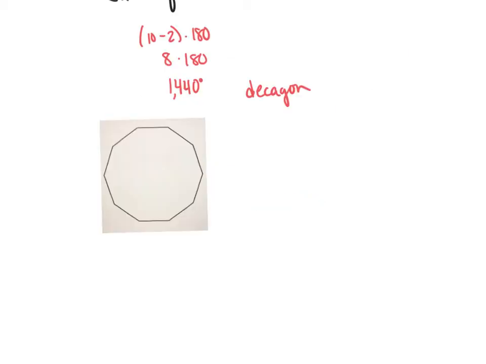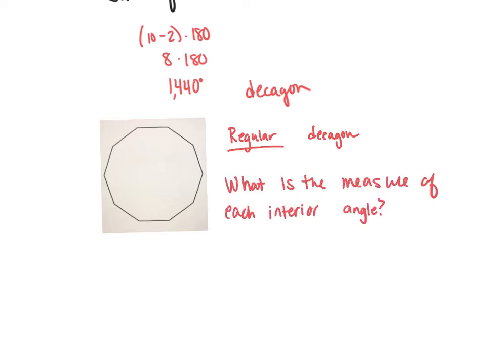Now let's say I told you in addition that this shape was a regular decagon. Regular means that all the sides and all the angles are the same. If that is the case, what is the measure of one interior angle? So then I would take the sum and divide by how many angles there are, because each angle is congruent, thus giving each individual interior angle to be 144 degrees.